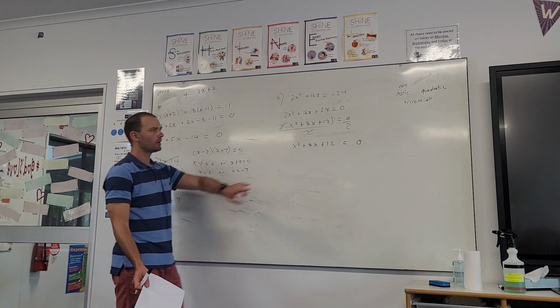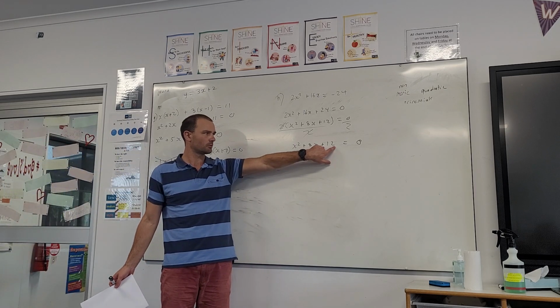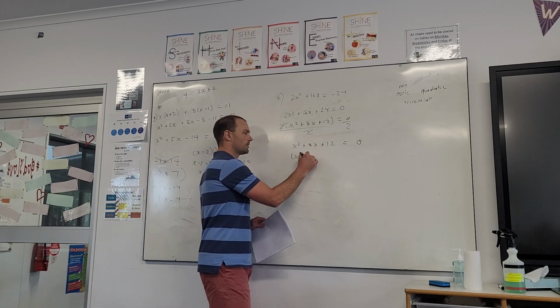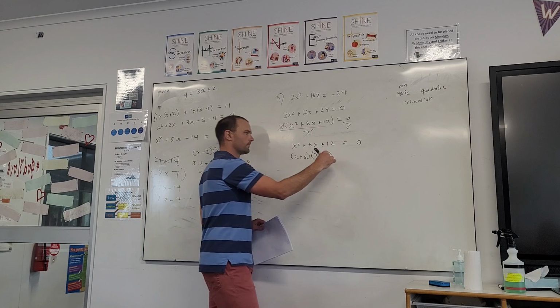So we're looking for 2 numbers that multiply together to give you positive 12, and when you add them together, you get positive 8: positive 6 and positive 2.